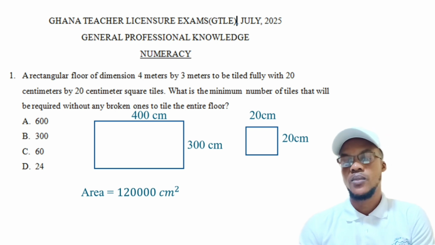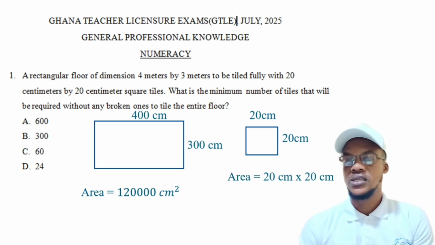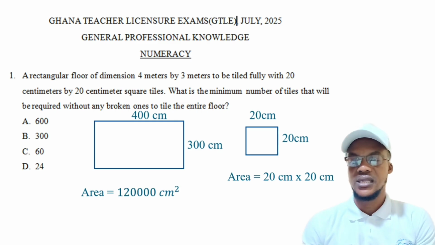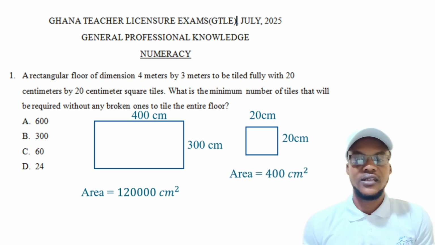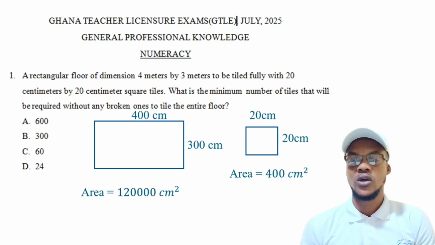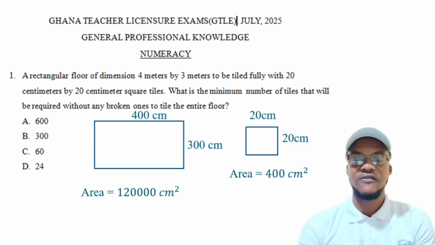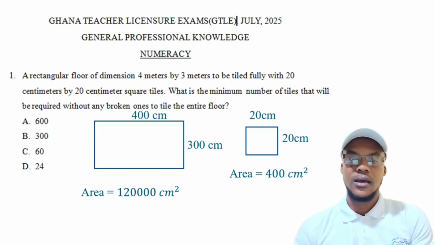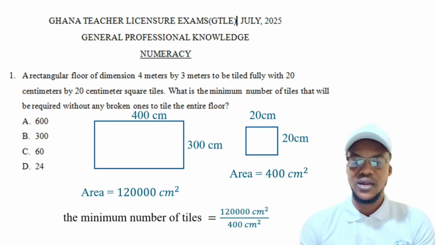Then we also calculate the area of the square as well, which is 20 centimeters multiplying 20 centimeters, and that gives us 400 centimeters square. Have you gotten that? Good. So once we are able to get this, it becomes easy for us to find. Because all that we want to know is the number of square tiles that will be appropriate for the entire floor. Then we just divide the area of the rectangle by the area of the square, and that gives us the minimum number of tiles.